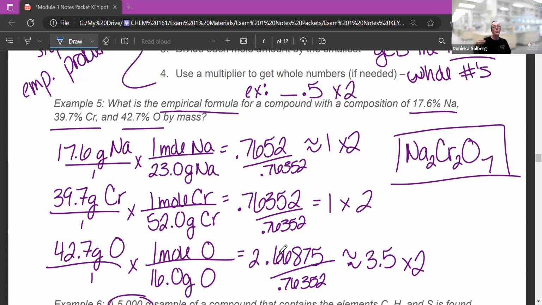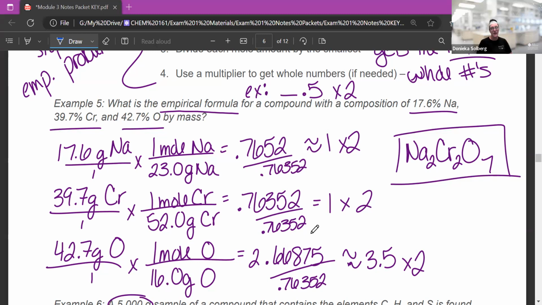Now, if you got like 4.001, that's 4. Okay, if it's close enough to a whole number, go ahead and round, but these are not close to whole numbers. So I'm going to divide them all by whichever one is the smallest, which in this case is 0.76352. So that one divided by itself gives you 1. This one divided by 0.76352, you'll notice these numbers are very close to each other, gives you very close to 1, like 1.01 or something like that.